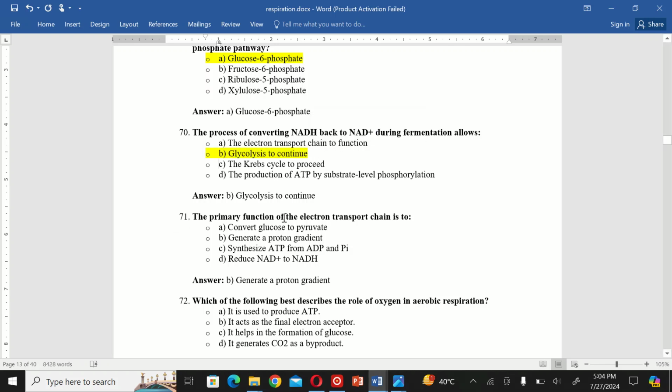The primary function of the electron transport chain is to A. Convert glucose to pyruvate, B. Generate a proton gradient, C. Synthesize ATP from ADP and Pi, D. Reduce NAD plus to NADH. The correct option is B.